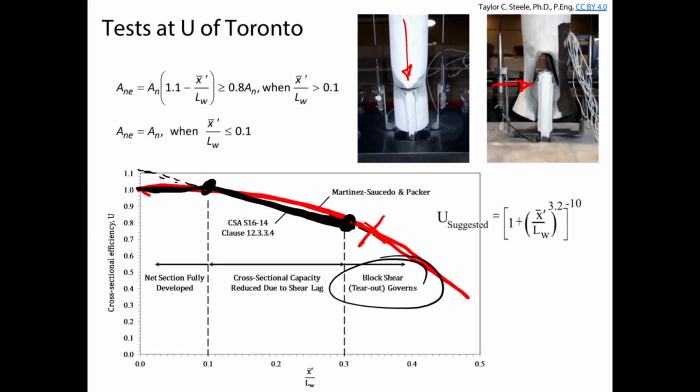Okay, so basically what we're saying here is that the shear lag calculation is done like this, where we have 1.1 minus x bar over LW when x bar prime over LW is more than 0.1. That's this range where we're not fully developing the net section. And when x bar prime over LW is less than 0.1, we are fully developing the net section, and we get ANE is equal to AN. Okay?